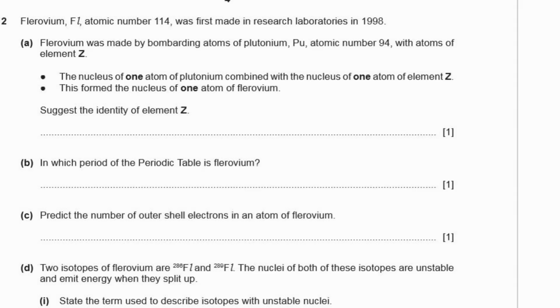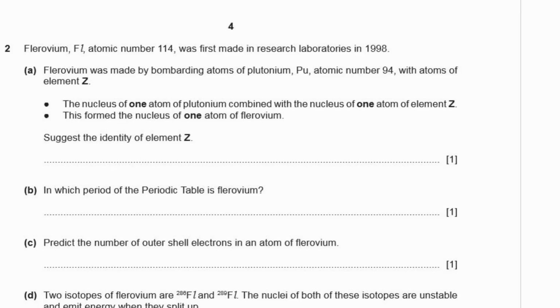All right. Question 2. Flerovium, Fl, atomic number 114, was first made in research laboratories in 1998. Part A, flerovium was made by bombarding atoms of plutonium, Pu, atomic number 94, with atoms of element Z. So what did they do? They took atoms of plutonium, Pu 94, and they bombarded those with atoms of element Z, which is unknown, a mysterious element Z, and they got flerovium, Fl 114.